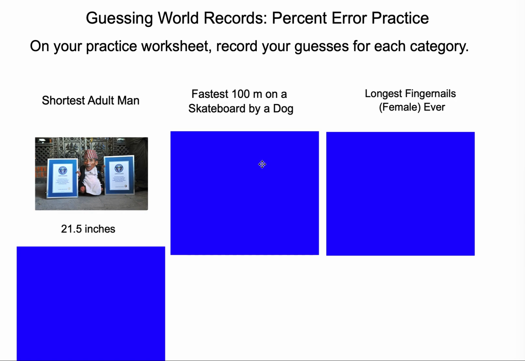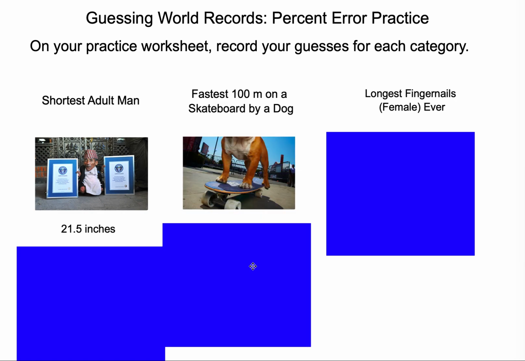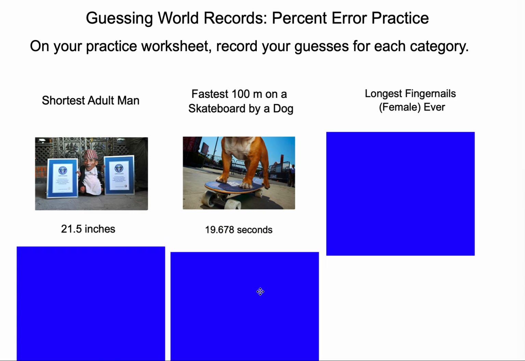Okay, fastest 100 meters on a skateboard by a dog. The answer to that one is 19 and 678 thousandths seconds. So go ahead and find your percent error here. Again, you're going to take your answer and subtract it with 19 and 678 seconds. So subtract, get your answer, and then you're going to divide by the actual.